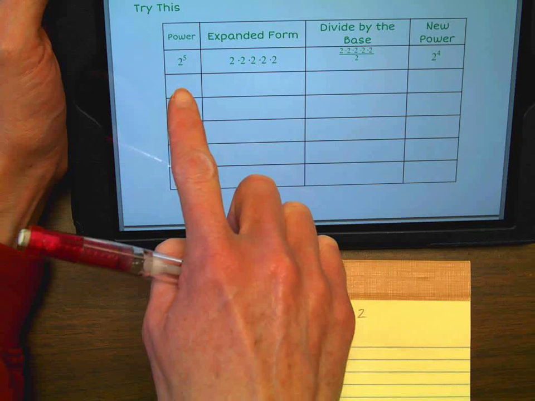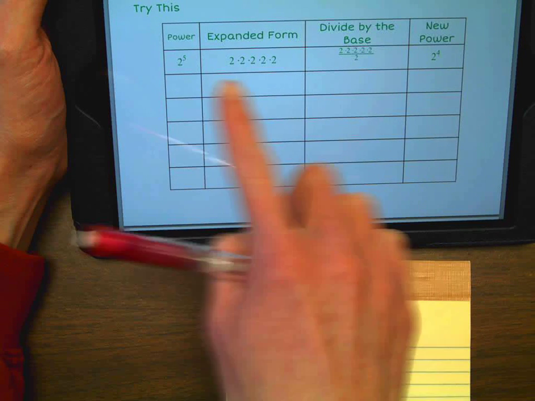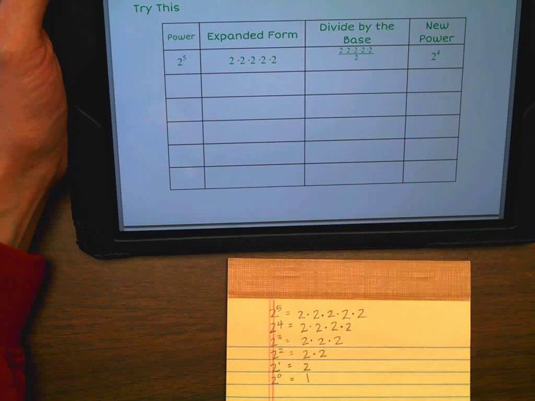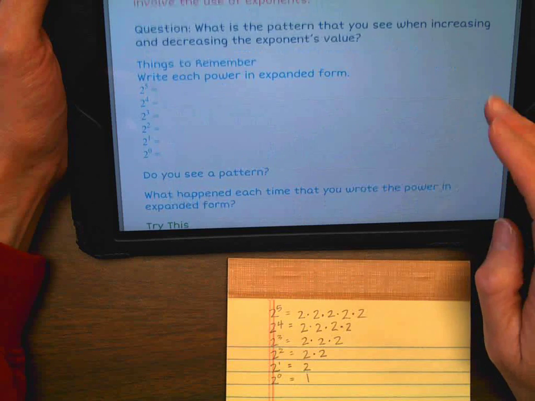Then you take that power and put it into this box where I'm pointing, and you would fill in until you can see the pattern that you will see by dividing by the base. Okay? And this is what we're going to be working with today in class.